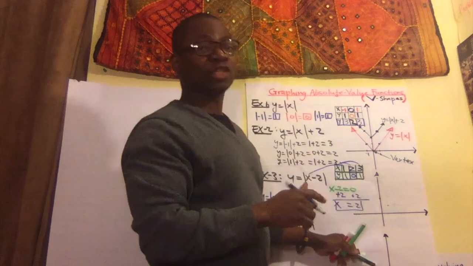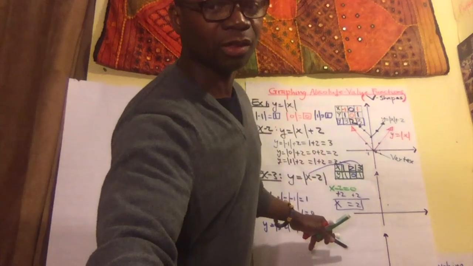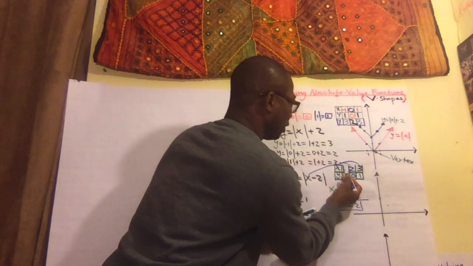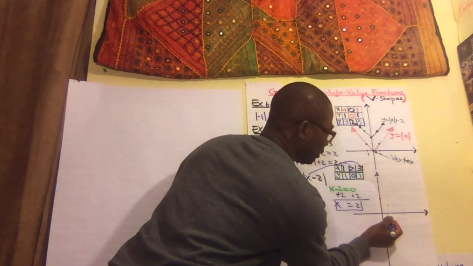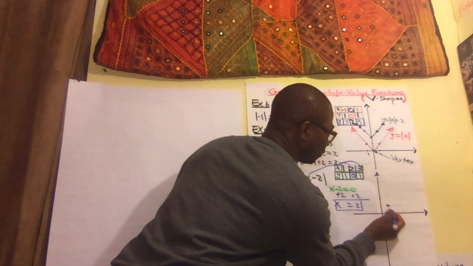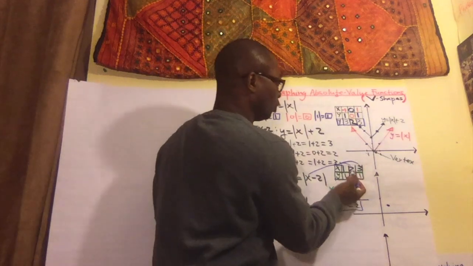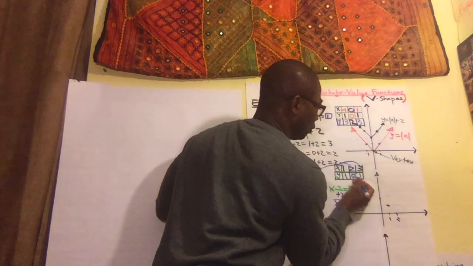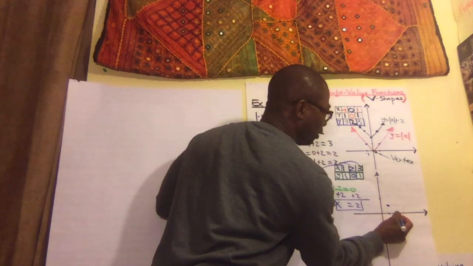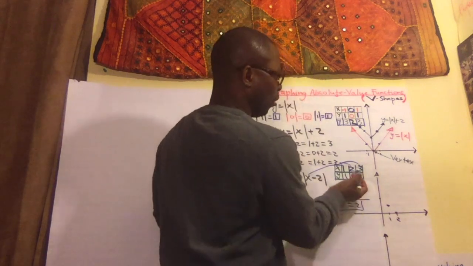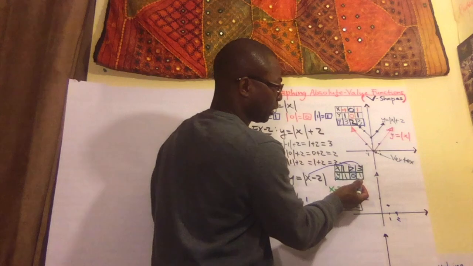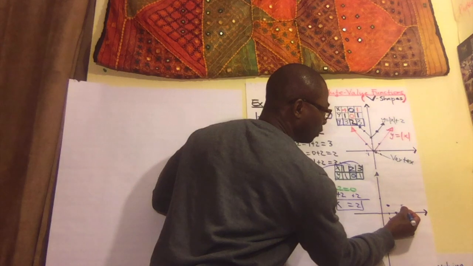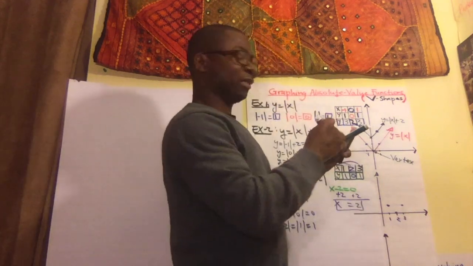All right, now we're going to plot this on the graph. When x is 1, y is 1, right here. When x is 2, y is 0, so this point will be right here on your x-axis. And when x is 3, y will be positive 1. Now let's connect the points.